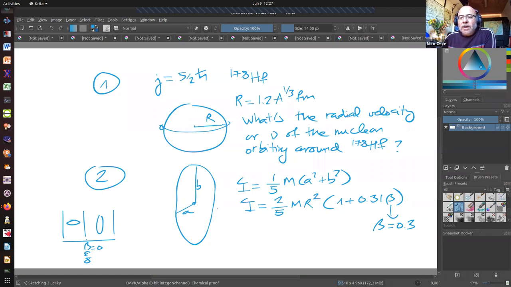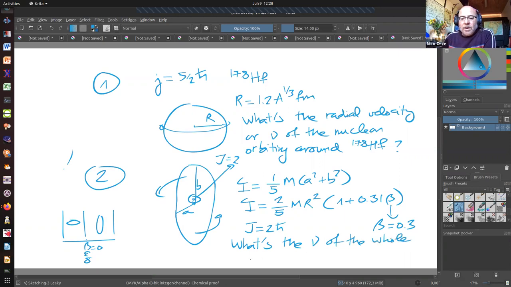So I want to know, if the nucleus is rotating with an angular momentum of 2 h-bar, so the nucleus is rotating like this, with a J equal to 2, okay, it's rotating like that around a circle. If the beta deformation is 0.3 and the angular momentum is 2 h-bar, what's again the same question, what's the frequency of the whole nucleus rotating? Okay.